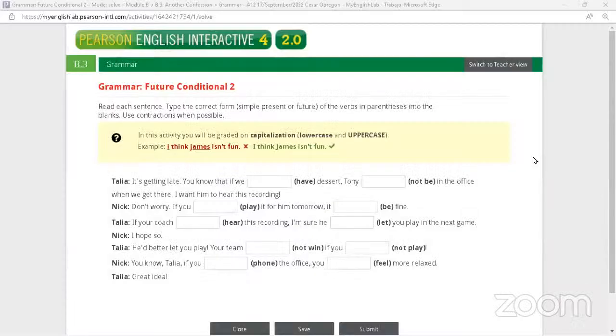Read each sentence, type the correct form, simple present or future, of the verbs in parentheses into the blanks. Use contractions when possible.